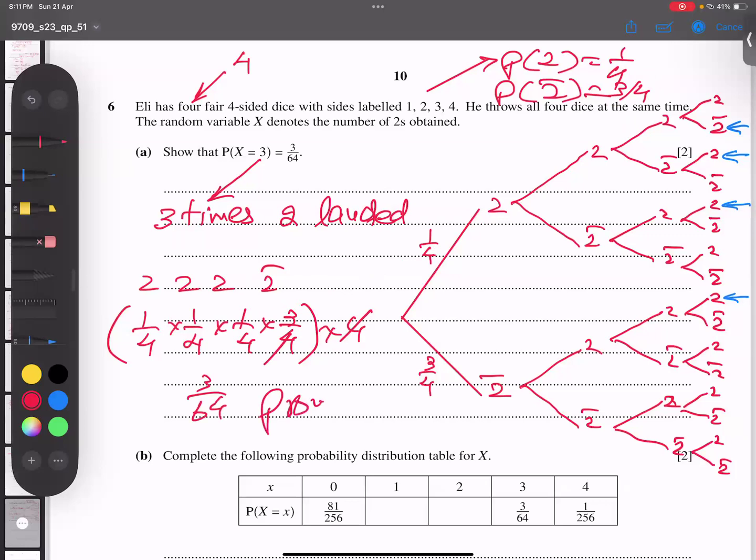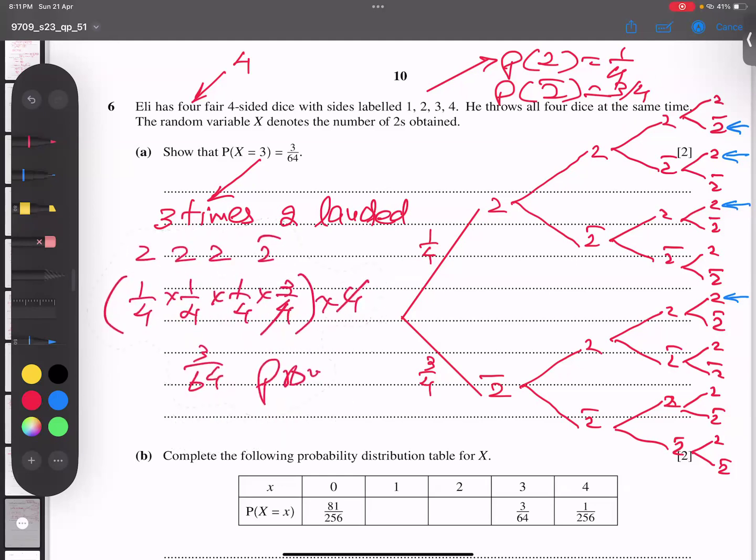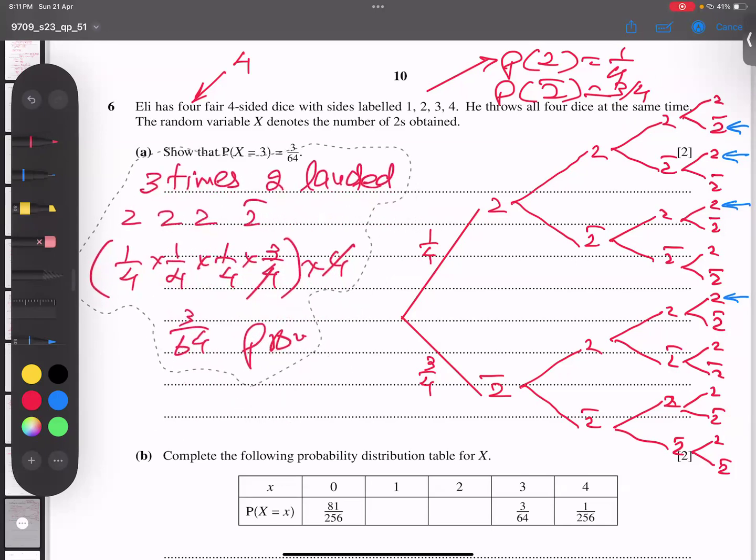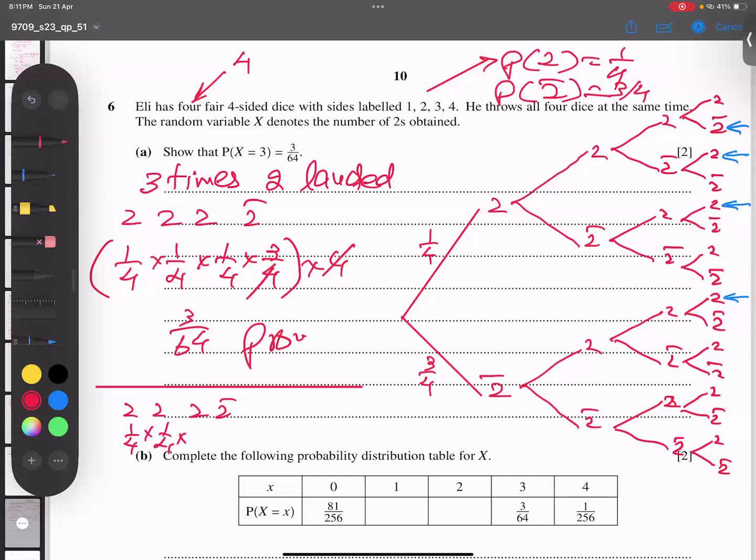But surprisingly, I have another technique. Students, what other technique? I'm going to do that as well. So please concentrate, I'm doing it with a short technique. And what is the short technique? The short technique is here: 2, 2, 2, not 2. So 1/4 into 1/4 into 1/4 and 3/4.